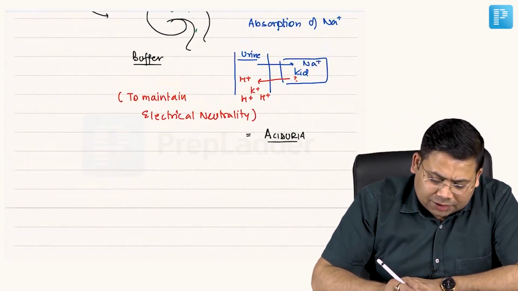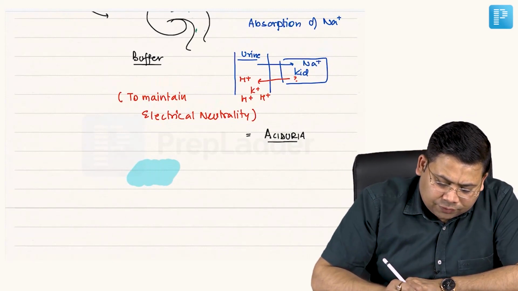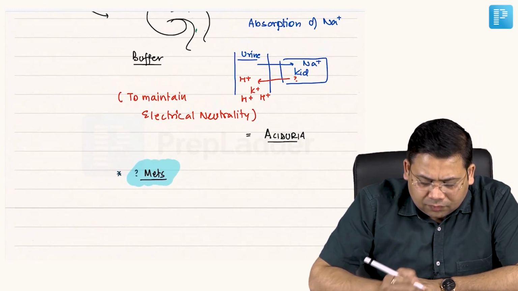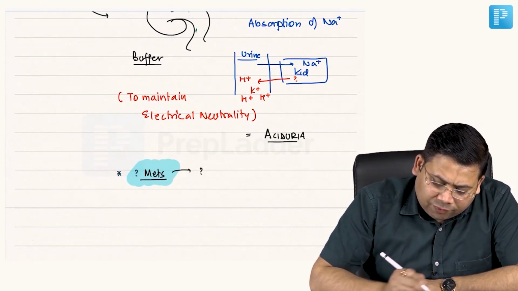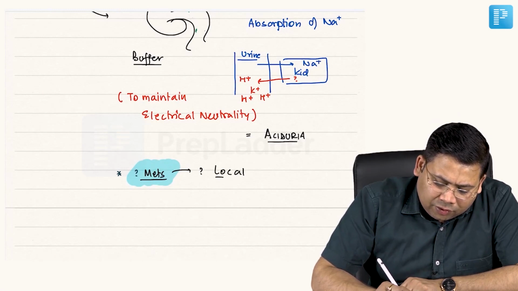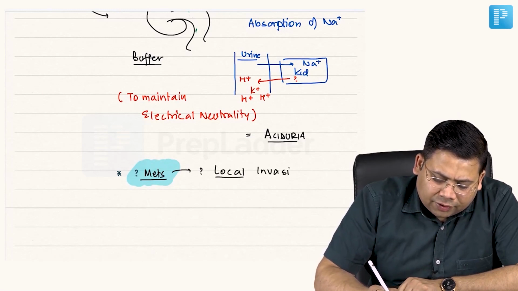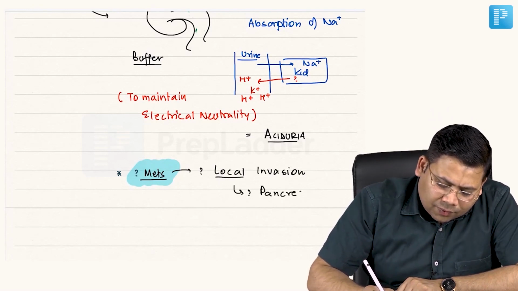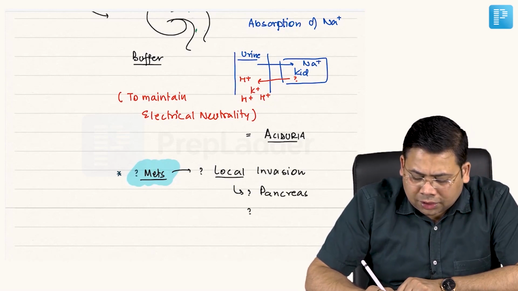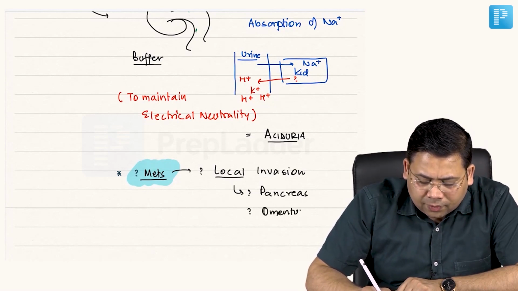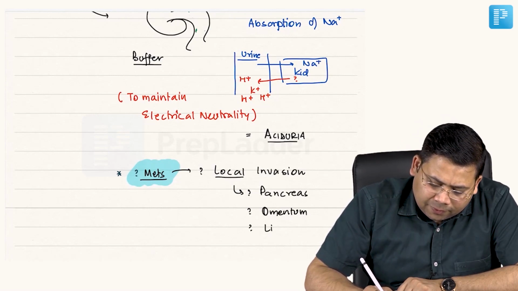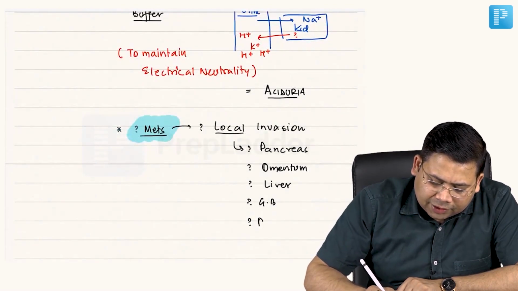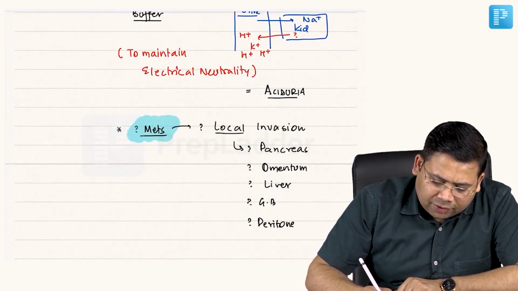Next is, apart from this, the presentation. When you talk about presentation, you also can have the presentation of METs. Now how can you have the presentation of METs? You can have a local spread, local invasion. Now where can it go into the local structures? In local structures, it can go to pancreas. Yes, it can go to the omentum. It can invade the liver. It can invade the gallbladder. It can invade the peritoneum. So anywhere it can go.